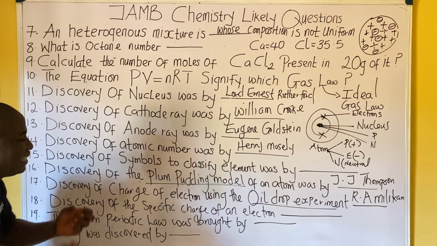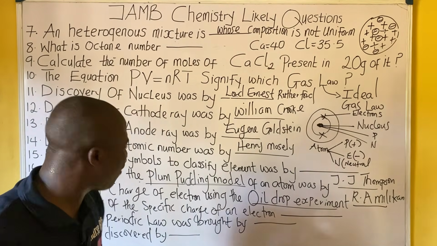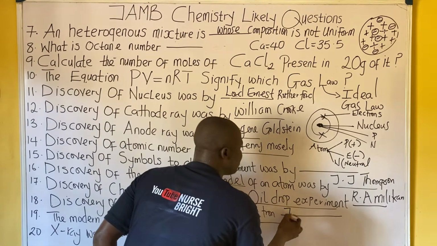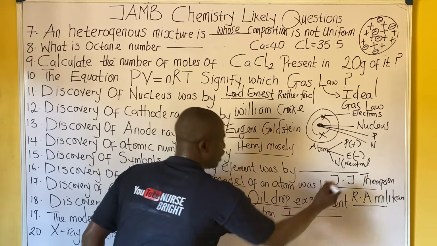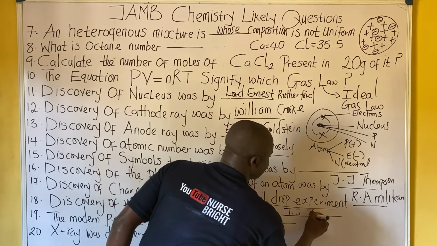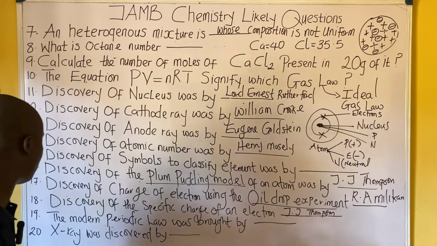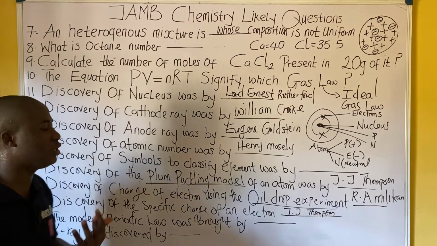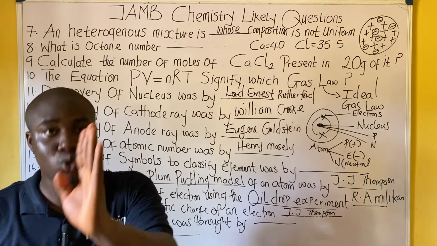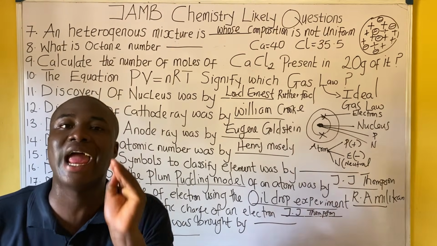But who now brought about the specific charge of an electron? It was done by J.J. Thomson. J.J. Thomson talked about the specific charge of an electron. So let's get into the next practice question, and it says, the modern periodic law was brought by who? You should know this. It was brought by a man called Henry Moseley.